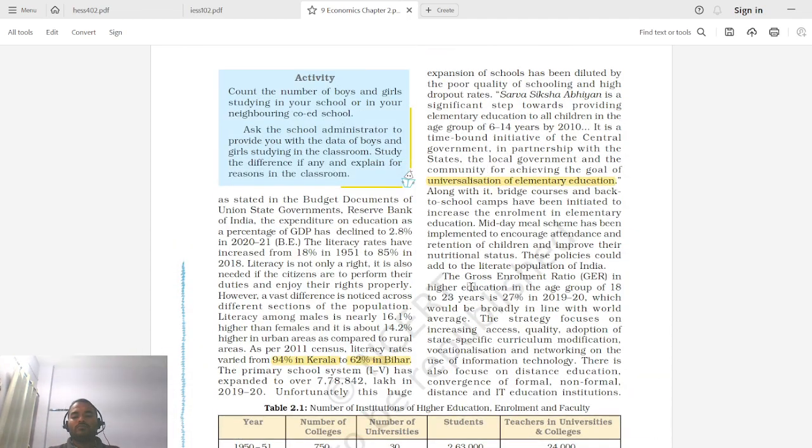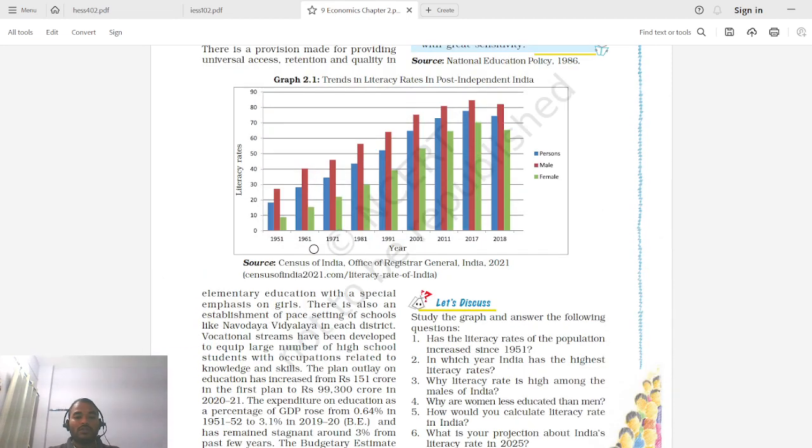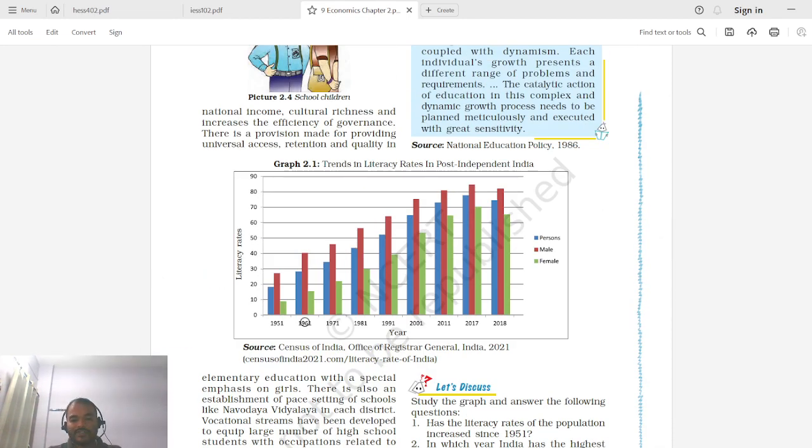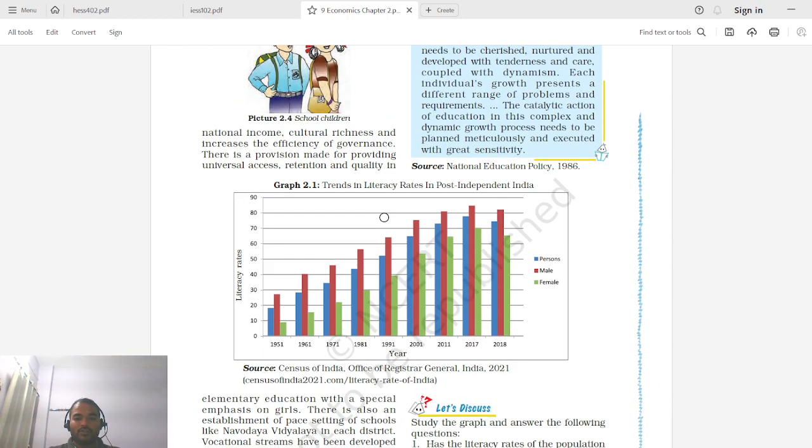Okay, so let me go to the previous page to see. Yeah, so over here we have a graph of the Census of India. We have not discussed this, so let us try to discuss. So see, this is from the Census of India, Office of the Registrar General India, 2021. This is the literacy rate in percentage, 10%, 20%, starting from 0 to a maximum of 90%. And these are the years, starting from 1951, 61. So data is given according to decades, 10-year spans, starting with 1951 to 2080, right?